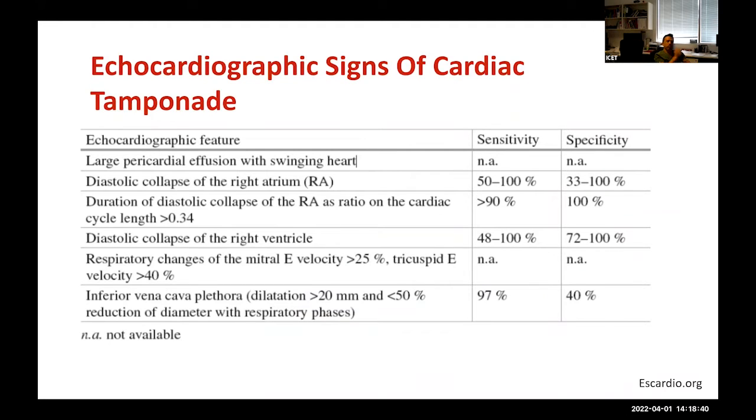So there are some sensitivities and specificities that have been worked out for the individual signs of cardiac tamponade. And you can see that the best one is actually the duration of diastolic collapse of the right atrium as a proportion of the total cardiac cycle. If it's more than a third, then that's a pretty specific sign for tamponade. It's also fairly sensitive, given that it's a fairly advanced sign. But diastolic collapse of the right ventricle isn't bad.